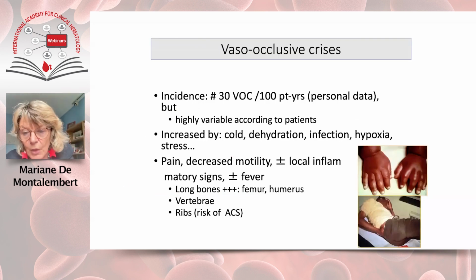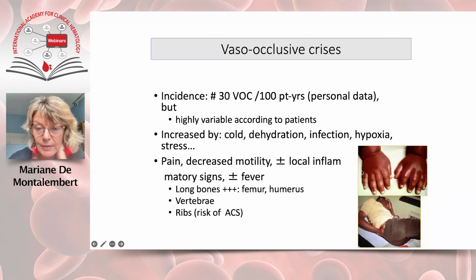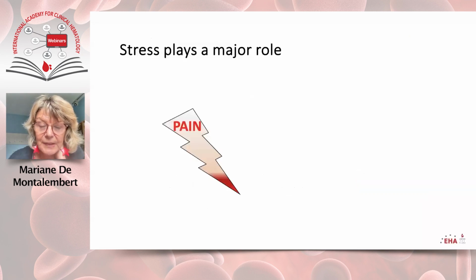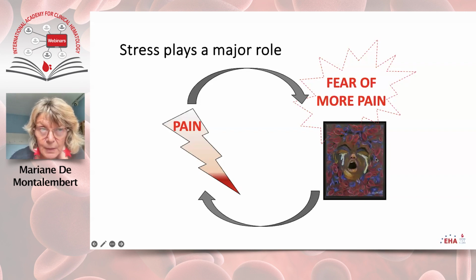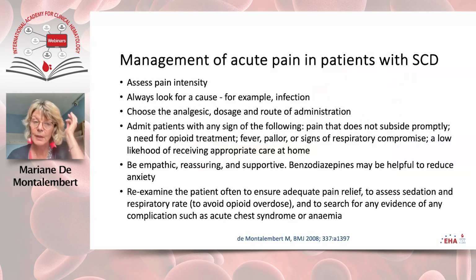Pain is a hallmark of sickle cell disease. There are triggers: cold, dehydration, infection, hypoxemia, clinical signs. This is a dactylitis. What I would like to underline is that when you are painful, you fear to be more painful and you increase pain, meaning that psychological support is extremely important in sickle cell disease.